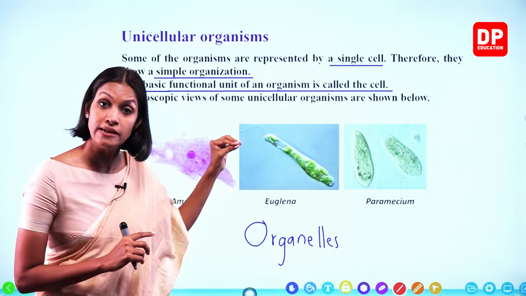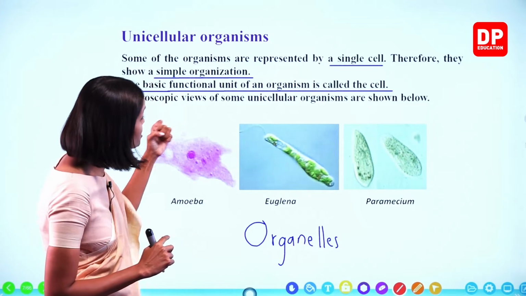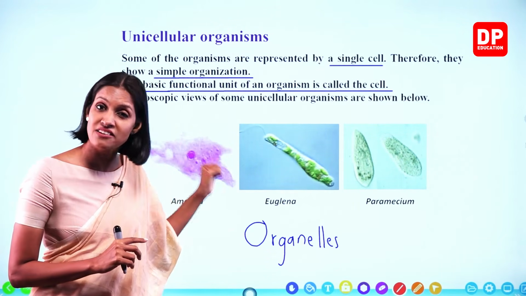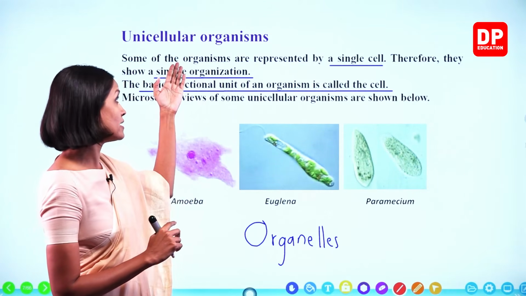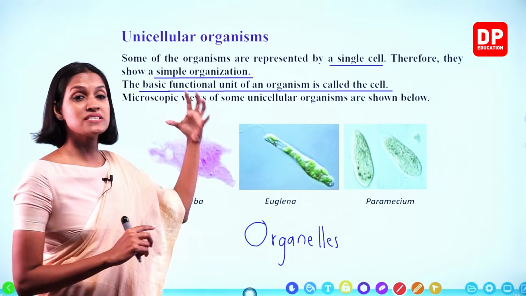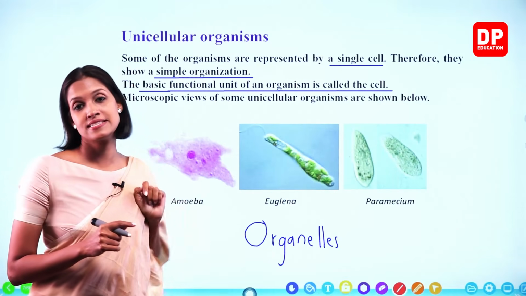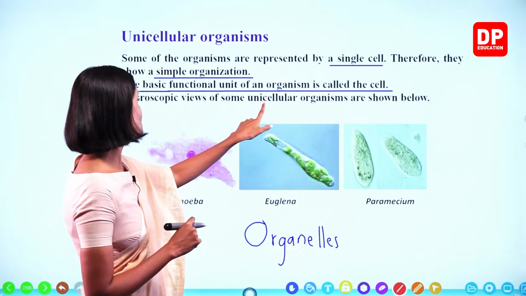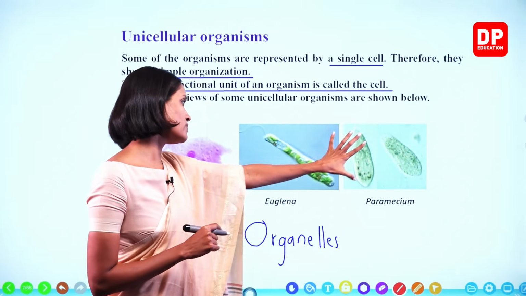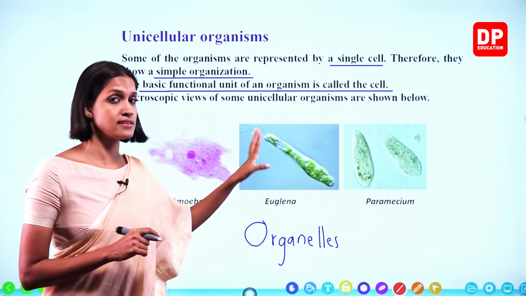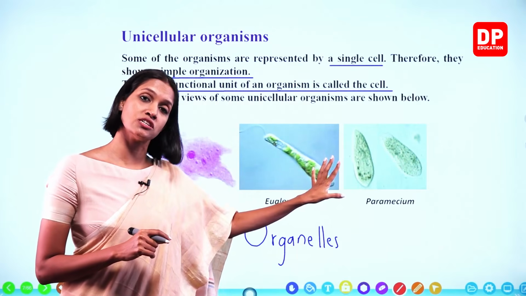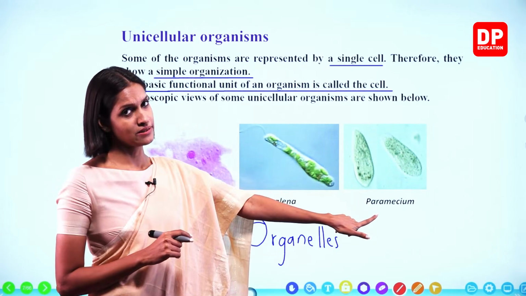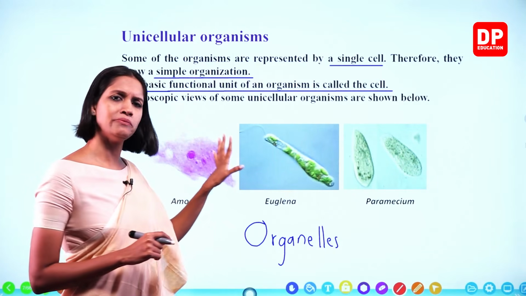That is why, because the cell can function on its own, unicellular organisms can survive on their own. Unicellular organisms are the organisms that live as a single cell. Right, children? So, microscopic views of some unicellular organisms are shown below. We discussed these things in grade 6 as well, so you are familiar with these terms, okay? Amoeba, euglena, paramecium. Do you remember what we learned about amoeba?